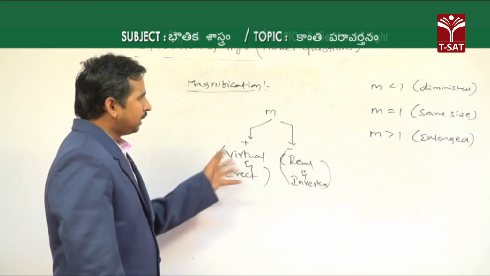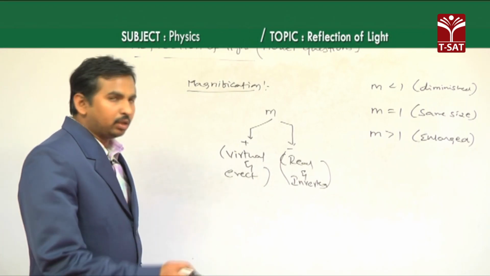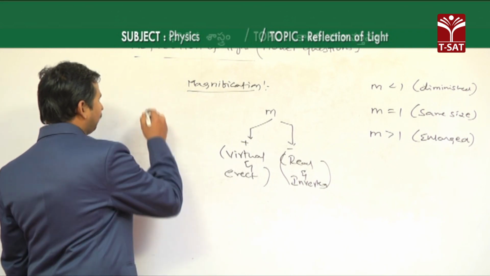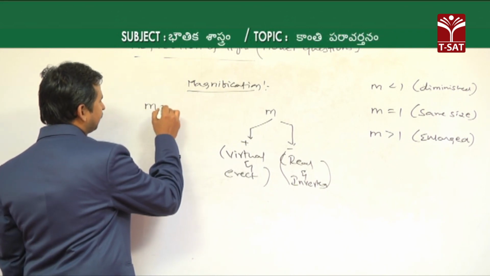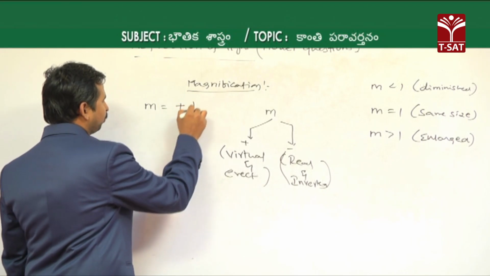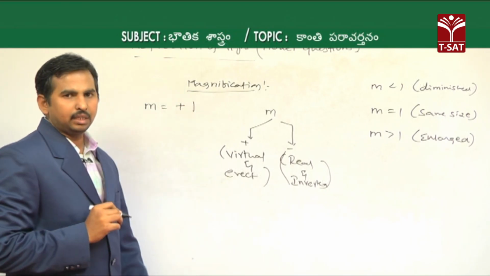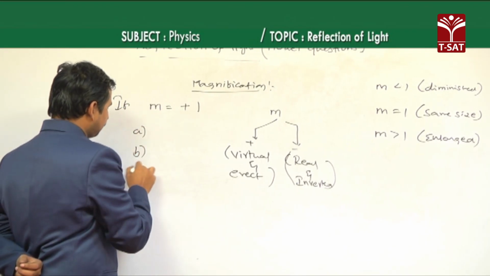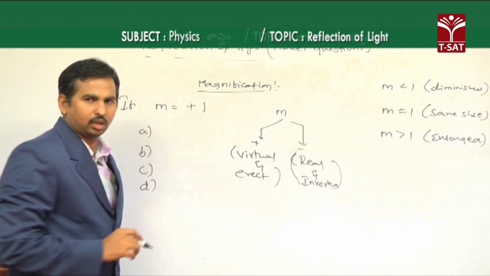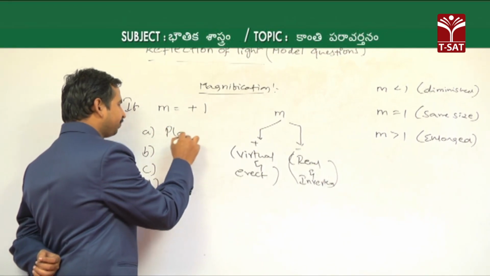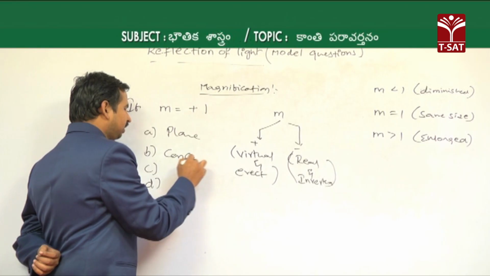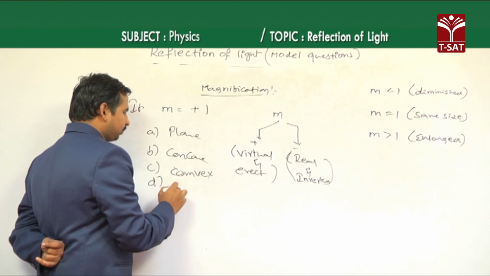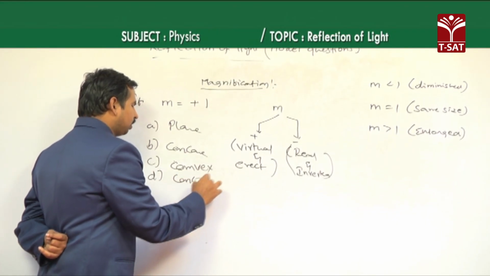For example, in a question they give that when you see through a mirror, you get a magnified image with m equal to plus 1. If m is equal to plus 1, what are the possibilities? Options A, B, C, D again: we can take a plane mirror, a concave mirror, or a convex mirror.